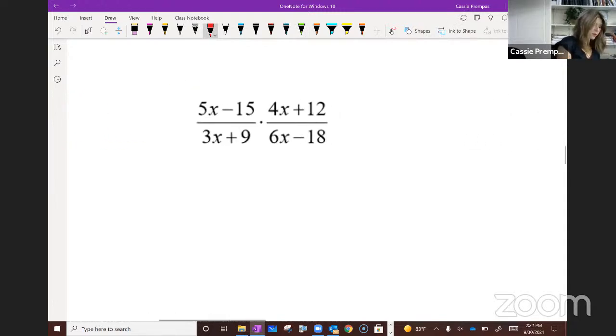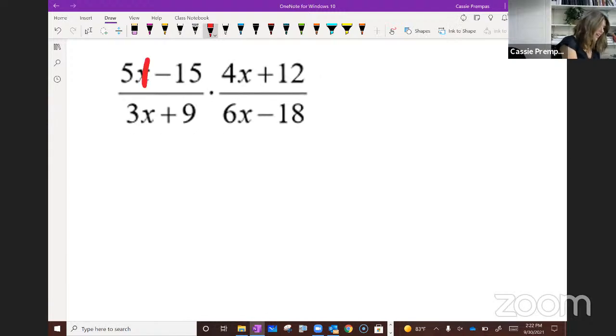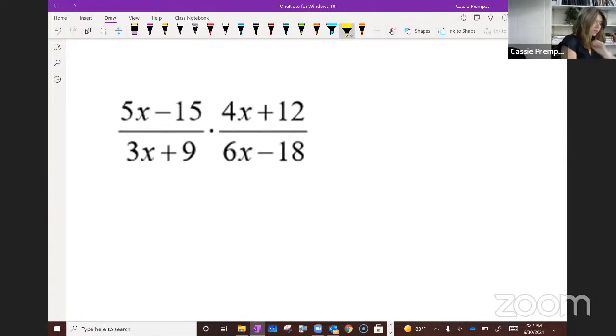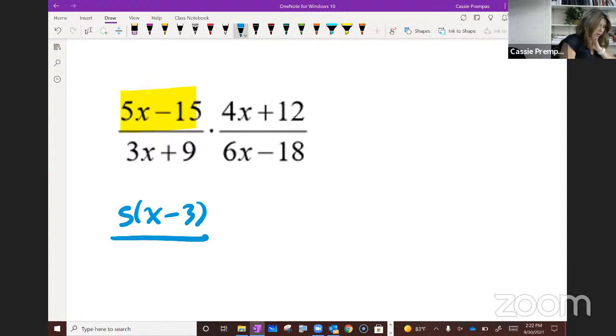All right, let's take a look at the next one. Oh, I see an X and an X. Feels good. Can I cross it off? No, they have a minus sign with them and a plus sign. So what do I do? GCF, good. So if I'm looking at 5x minus 15, what do those share? 5, good. So we would take that out, and that would leave us with x minus 3. If I look at the denominator, 3x plus 9, what do both of those share? 3, good. So I would take that out, and that would leave me with x plus 3.